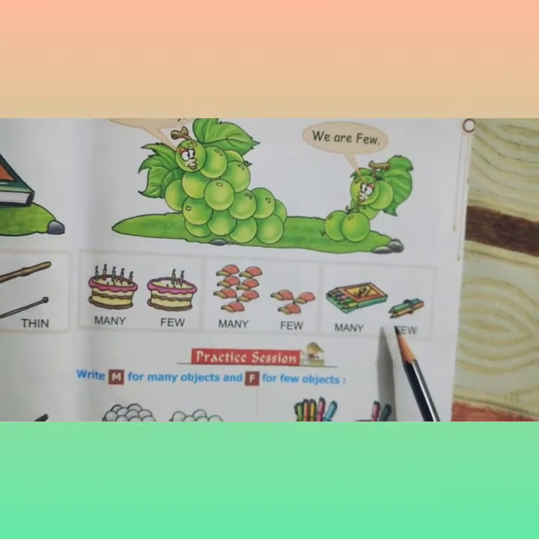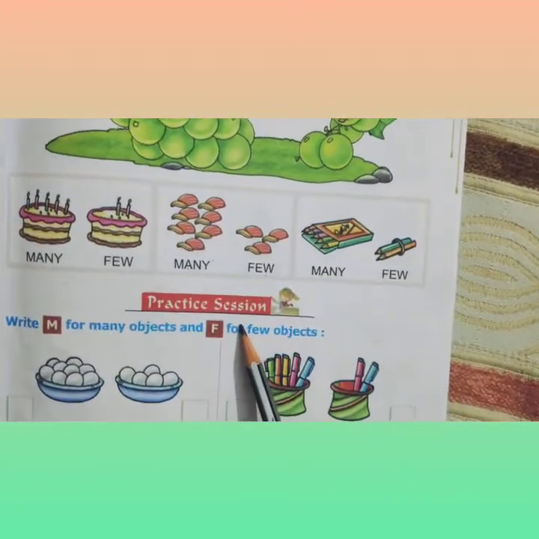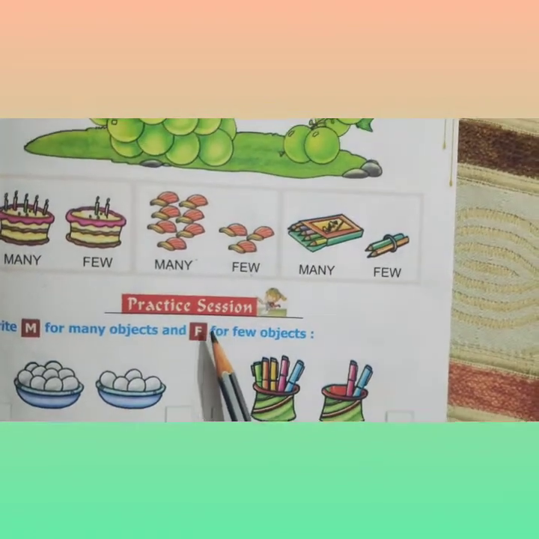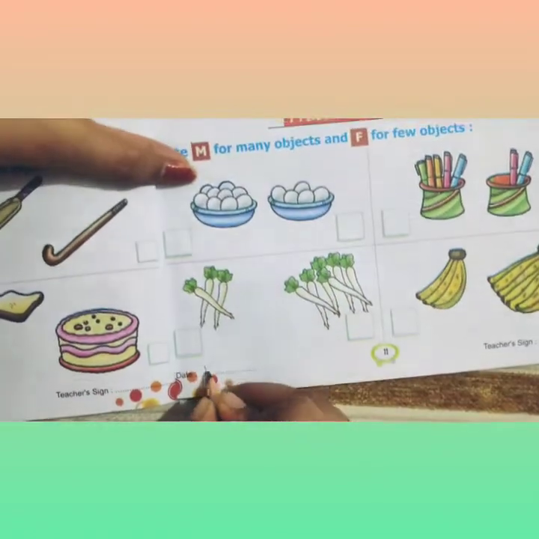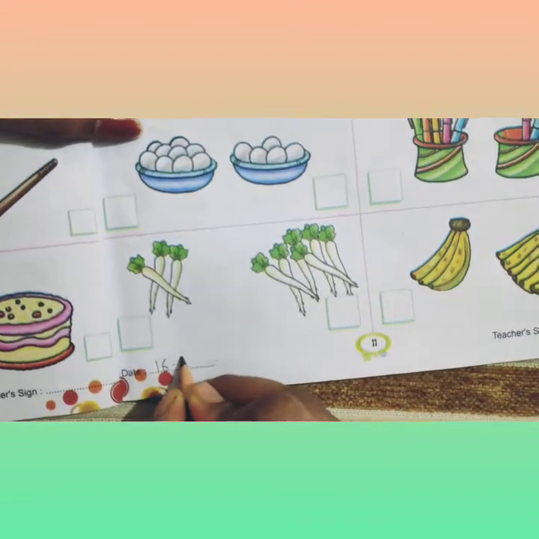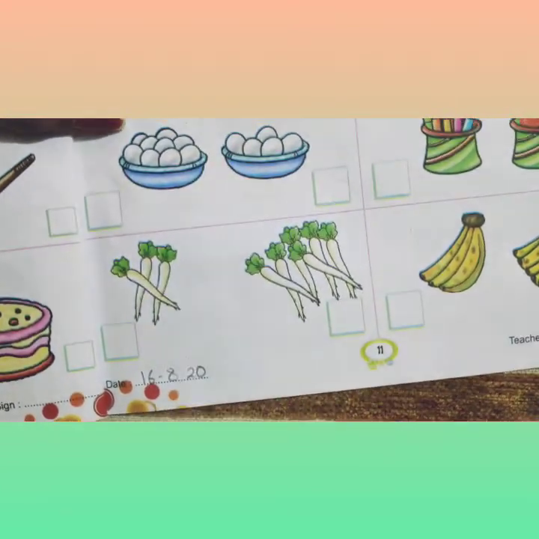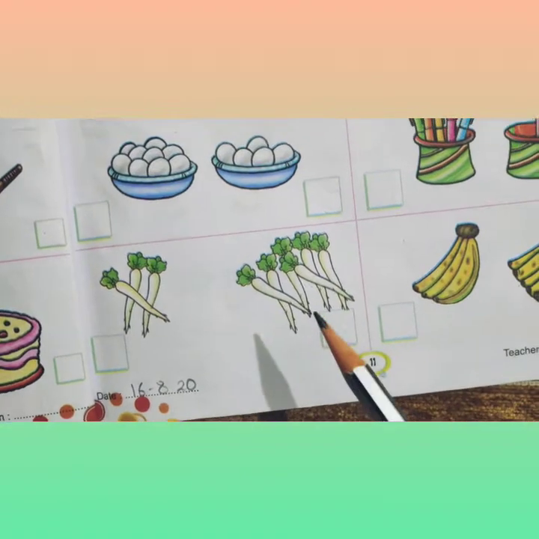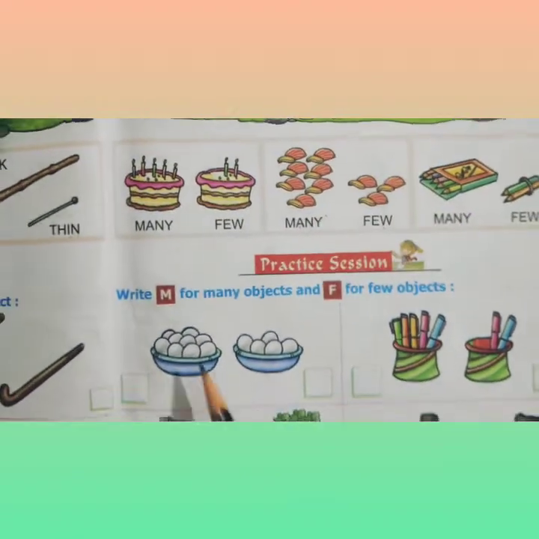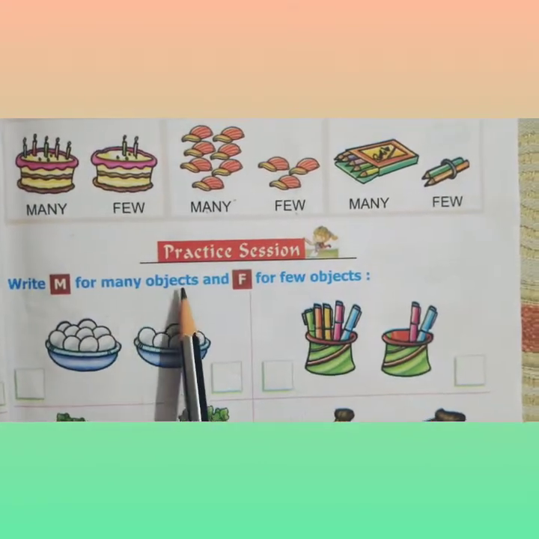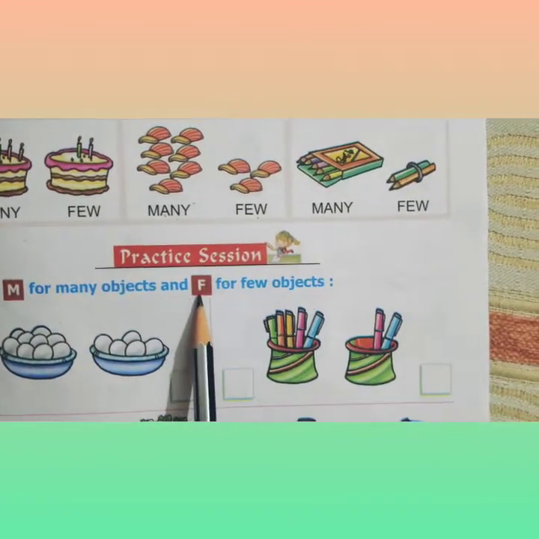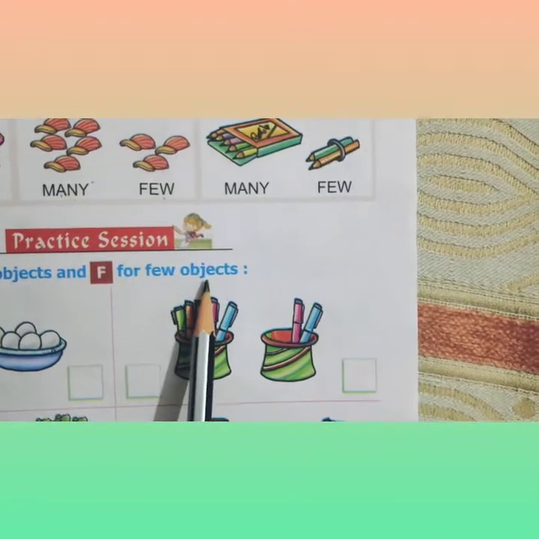One practice session is given. First, all of you write today's date. Suppose today's date is this. So first all of you write today's date, and then the question is: write M for many objects and F for few objects.